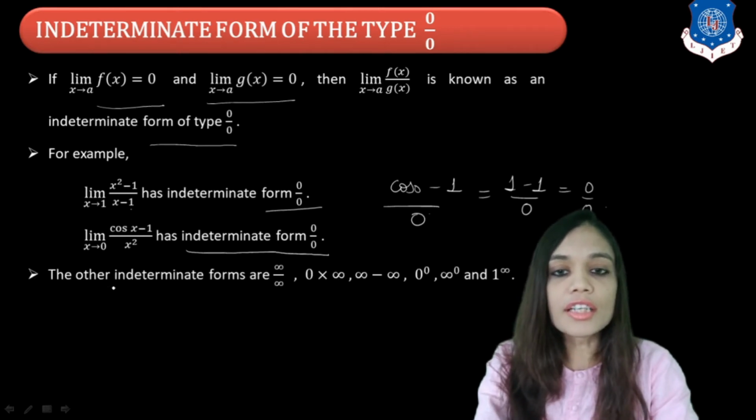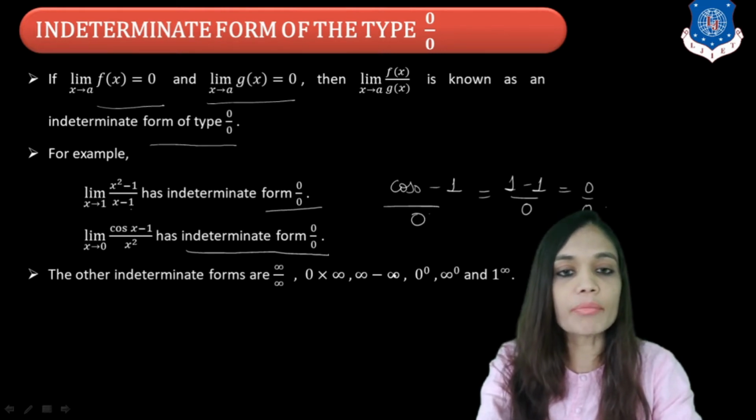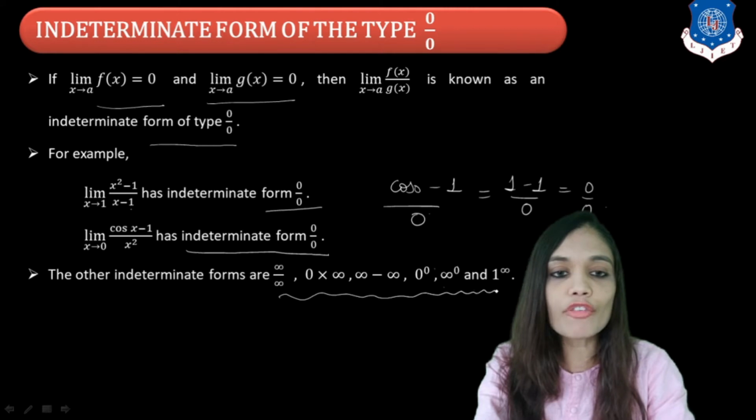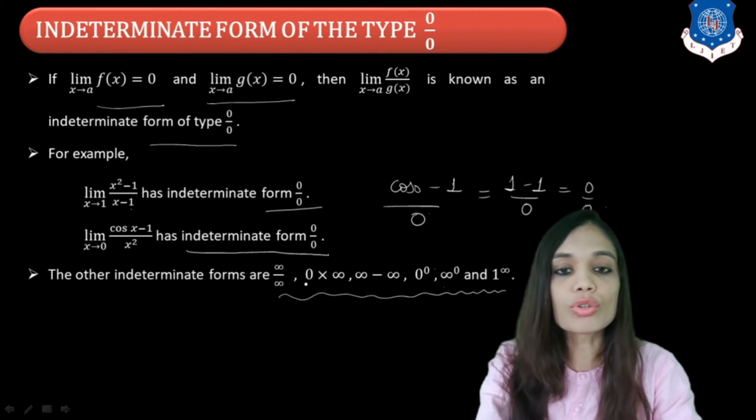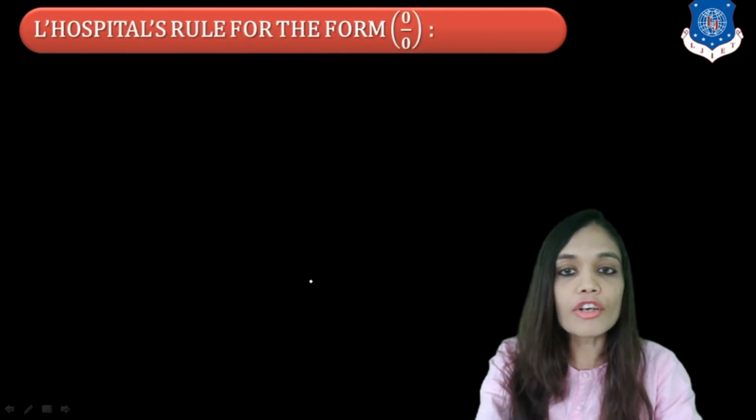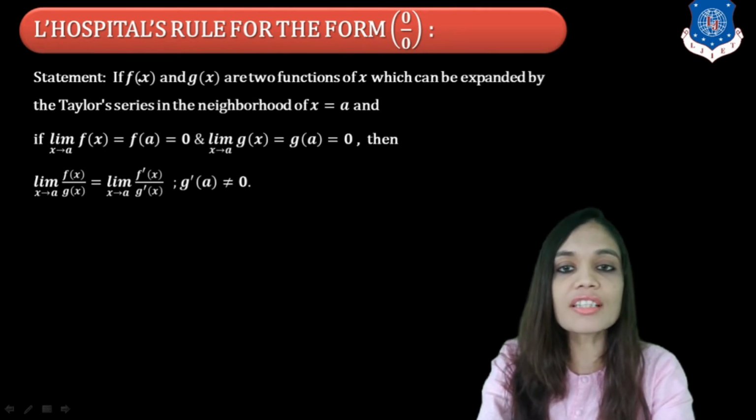The other indeterminate forms are infinity by infinity, 0 into infinity, infinity minus infinity, 0 raised to 0, infinity raised to 0 and 1 raised to infinity. So in all there are a total of 7 types of indeterminate form. So today we are going to study the first form, that is 0 by 0, and the working rule for it, which is known as L'Hospital's Rule. Okay, so we will begin with its statement.